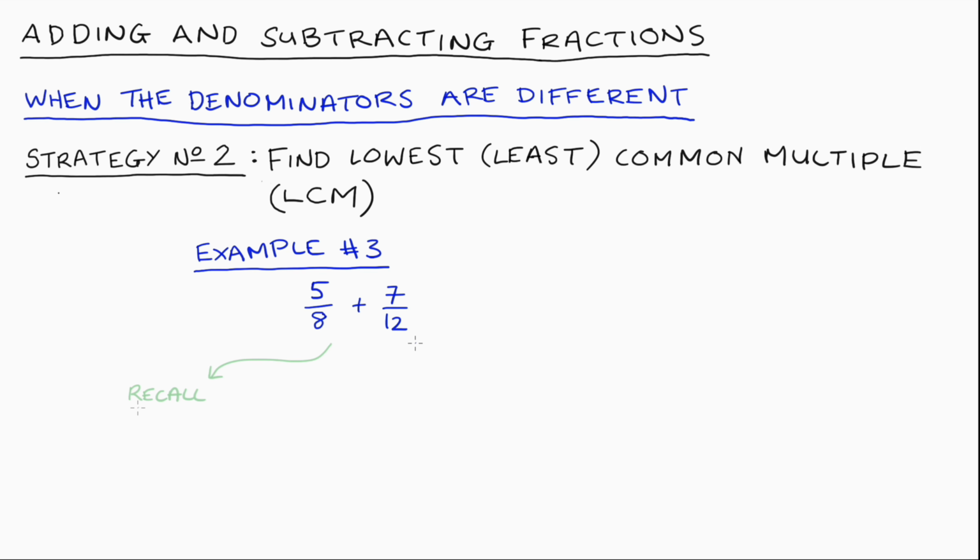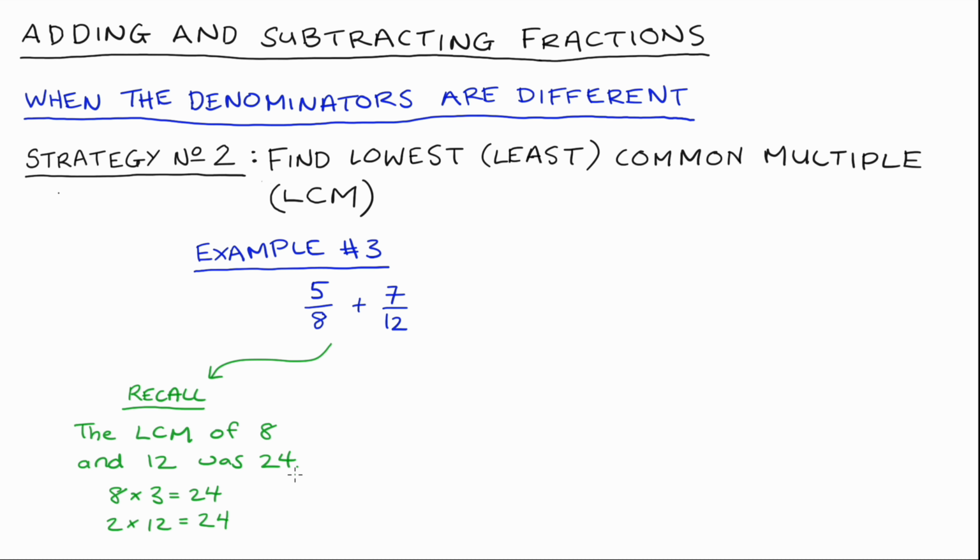So let's consider a third example. Let's say we had 5 over 8 plus 7 over 12. We saw before that the least common multiple of 8 and 12 is 24. Specifically, we're going to multiply 8 by 3 to get 24 and 12 by 2 to get 24. So we're going to find equivalent fractions for both of our terms where the denominator is 24. We can multiply 5 over 8 by 3 over 3 and 7 over 12 by 2 over 2. This should give us two equivalent fractions with that denominator of 24.